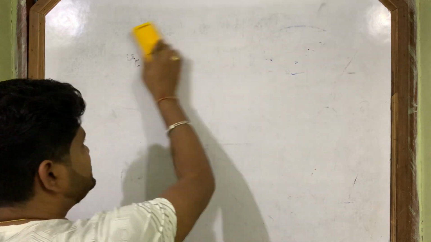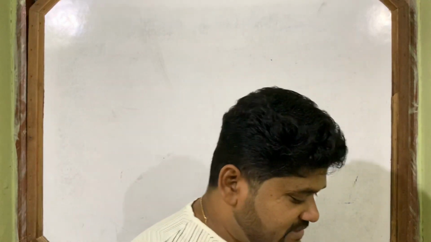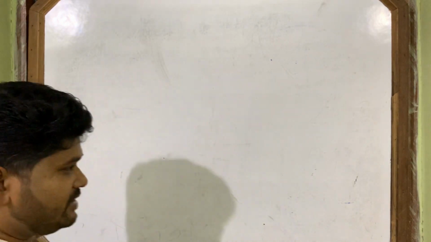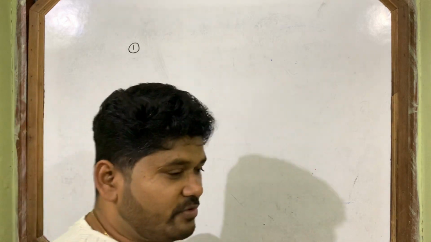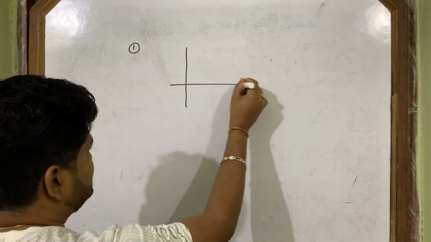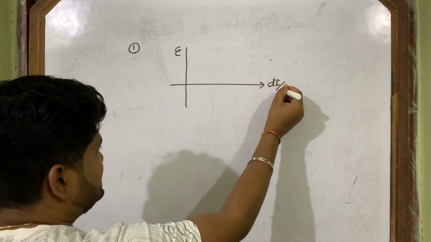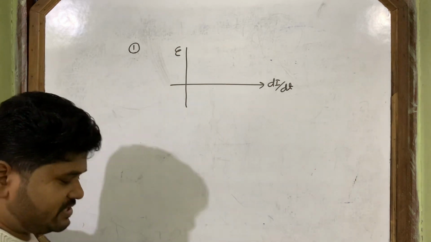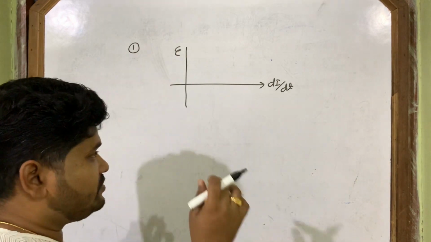But what questions today we discuss about the self induction? What questions generally come in exam? So let's discuss some questions. One question came in 2020 board examination: draw the graph between EMF induced and di by dt in an inductor. Okay, the question is like this.